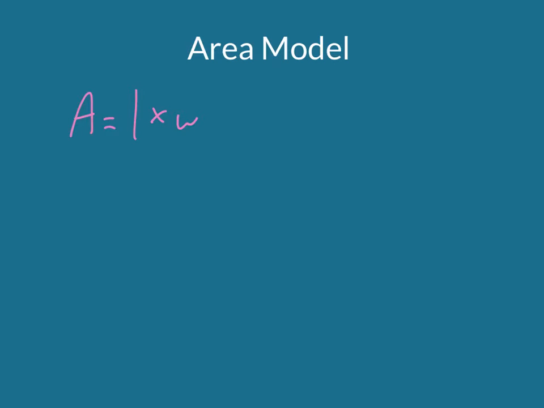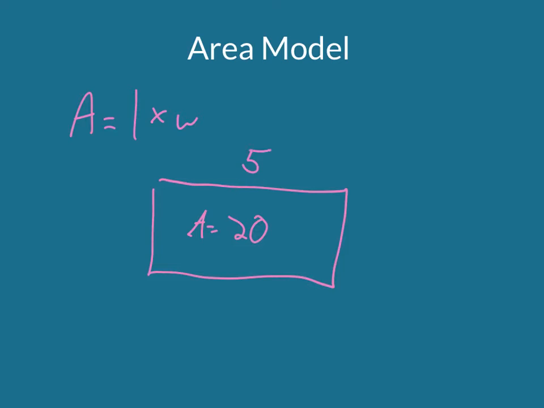Let's transfer that over to a box. If I know that the area of the box is 20, and I know one of the sides is 5, what is the other side? What is the length of the box? It would have to be what number? 5 times what would give me 20? You'd have to know that it's 4.